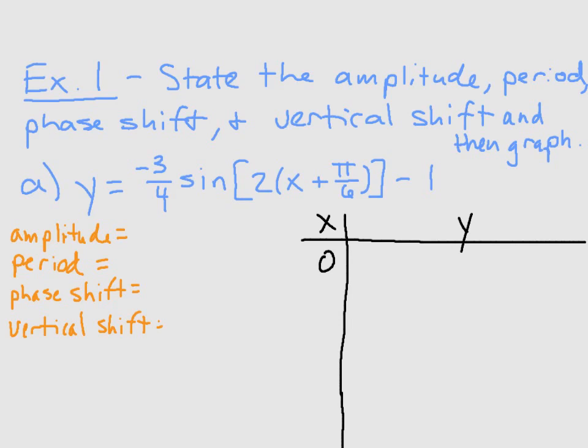Okay? So here for the amplitude, remember it's always positive distance from the middle. So even though it says negative 3/4, it'll be a positive 3/4. The period is found by taking 2 pi divided by 2, gives me pi, so that's our period. Phase shift is that value that says plus pi over 6, so that means I'm moving to the left pi over 6 units. And then the negative 1 at the end means that I moved my graph down 1. Make sure you use words here to describe how you're moving your graph.